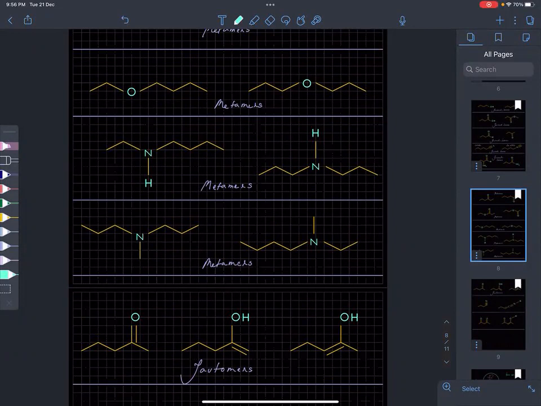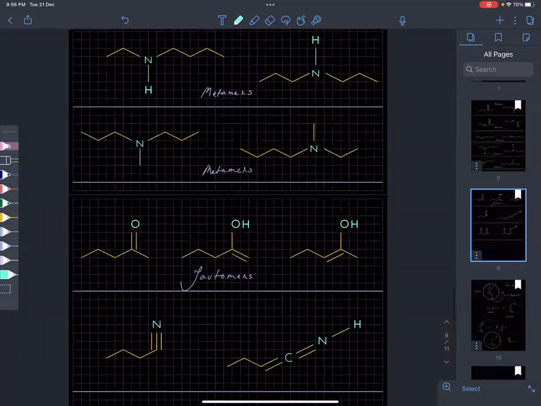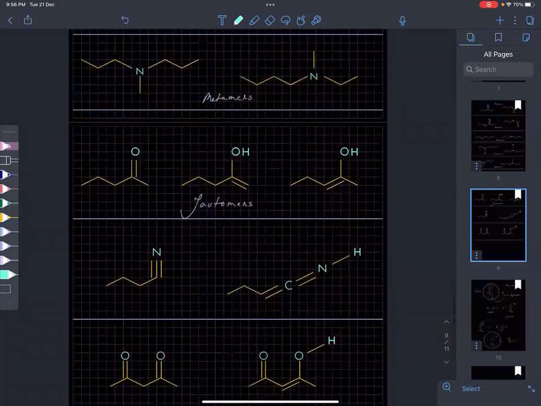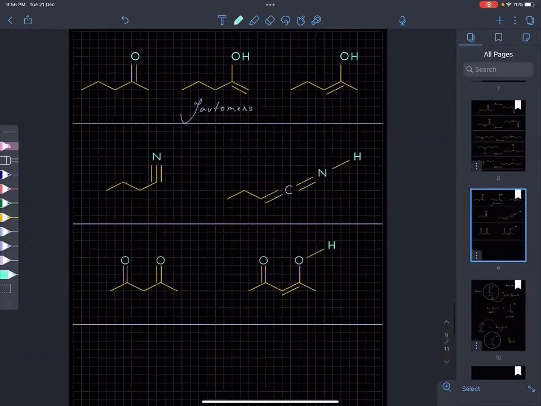Okay, fine. So for tautomerism, what do we need? We need alpha hydrogen. Clear? Alpha hydrogen. Now these two are also tautomers.